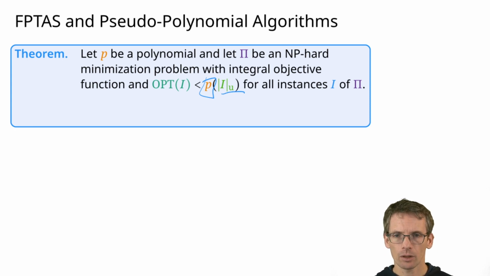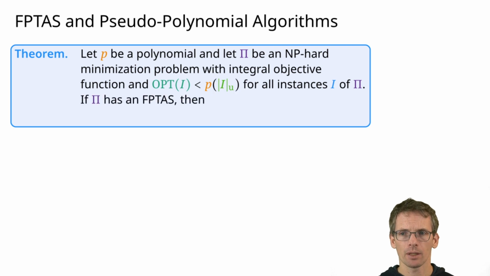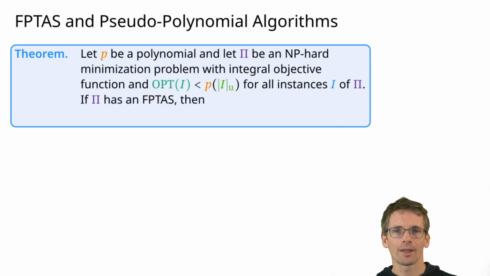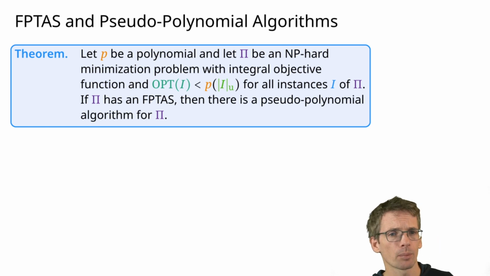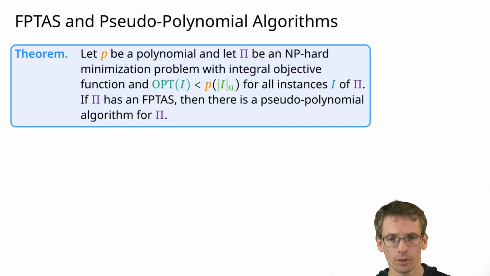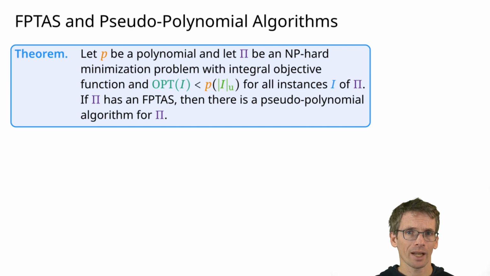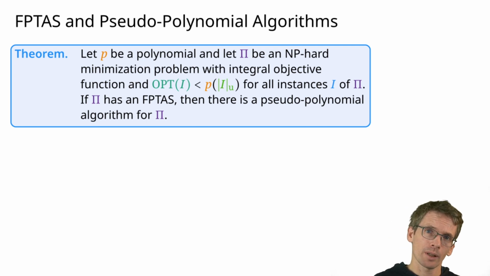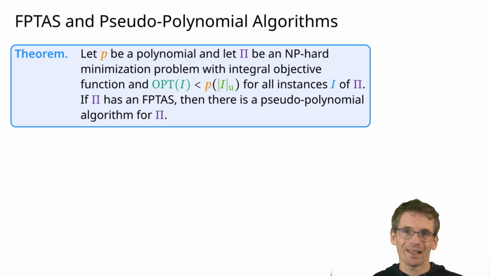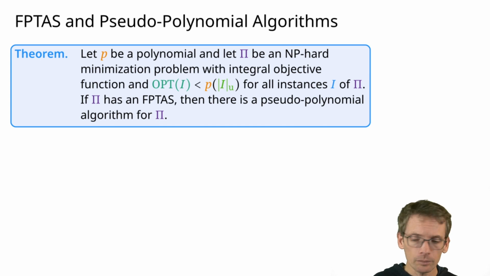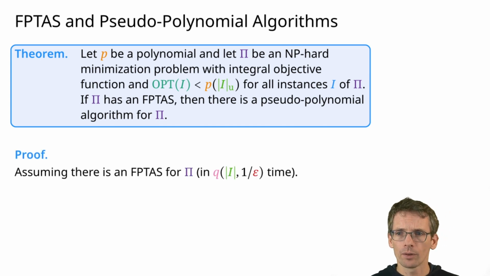So let's assume we have an FPTAS for this problem. Then we can observe that there is also a pseudo-polynomial time algorithm for this problem. So for Knapsack, what we did, we had a pseudo-polynomial time algorithm and derived an FPTAS from that. Here the theorem is about the other direction, and it is very easy to prove.